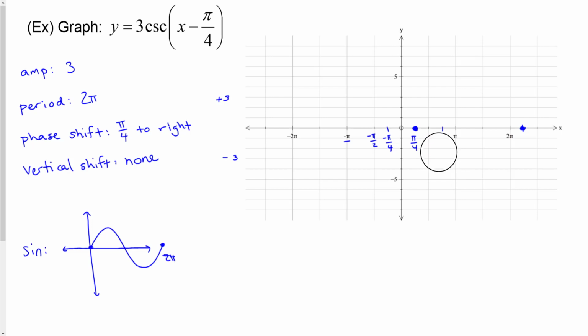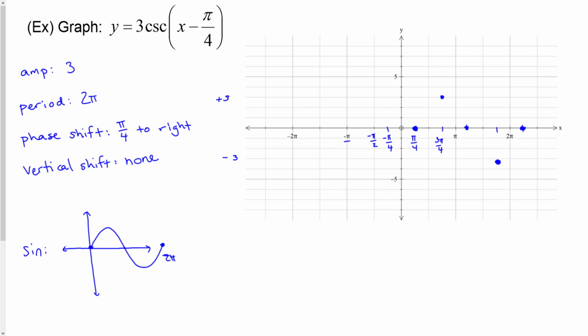So for instance, when I go up to reach this maximum, that's going to be pi over 4 units to the right of pi over 2, where it usually occurs. So that's at 3 pi over 4. Then I'm back to 0 right here. Then I'm down to negative 3 right here. So this gives me enough to get an idea of what's happening with my sine wave.